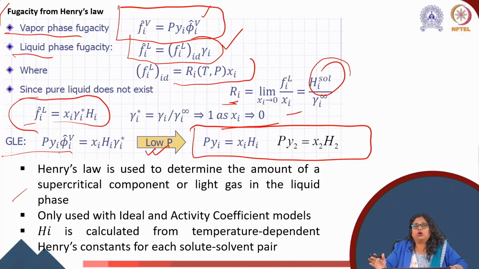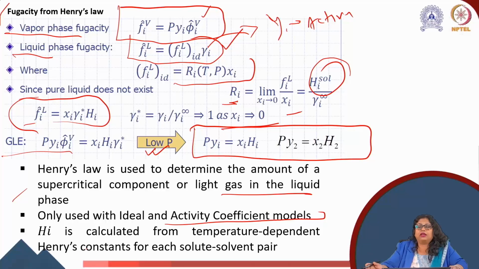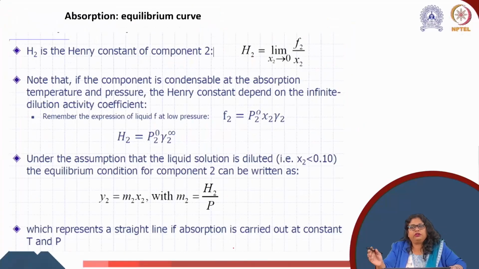So Henry's law is used to determine the amount of a supercritical component or light gas in the liquid phase. It is only used with ideal and activity coefficient models. So this is your activity coefficient here, gamma i. This is your activity coefficient. Hi is calculated from the temperature dependent Henry's constant for each solute solvent pair.